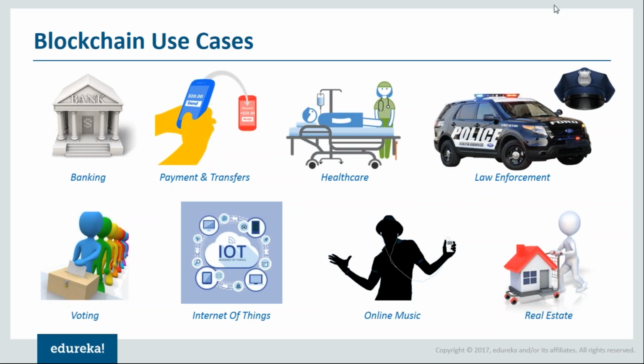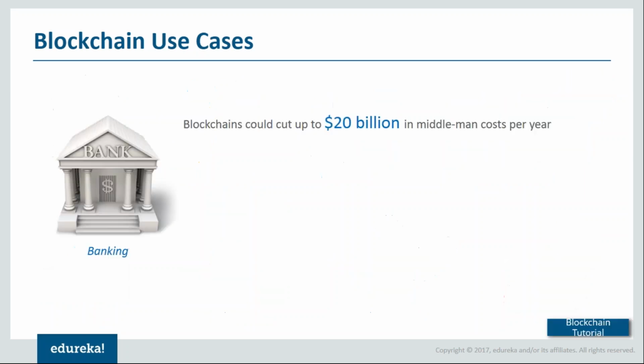Apart from that, the real estate domain is also being influenced by blockchain, and pretty soon I'm quite sure that you will be buying your properties directly off a real estate blockchain as well. Now, talking in detail with respect to the banking domain, blockchain has the possibility of cutting down $20 billion that is mainly taken up by a middleman.